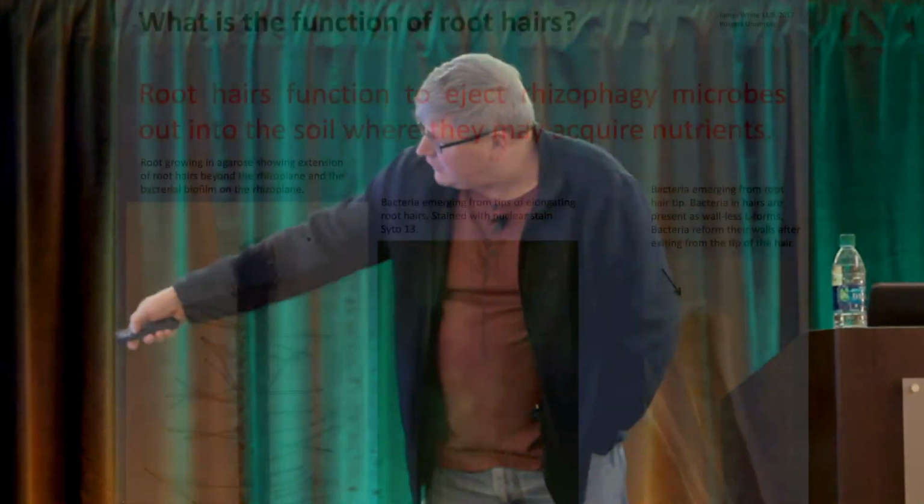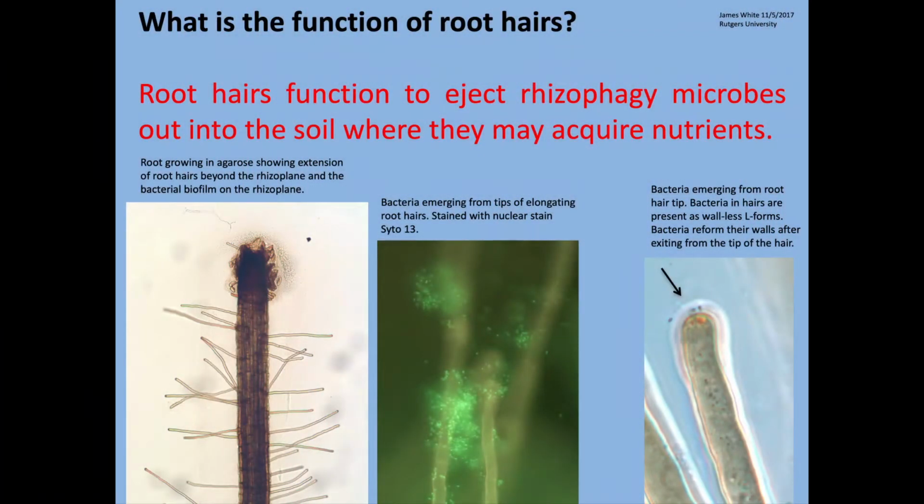Okay, so the function of those root hairs is to put those microbes out into the soil. And this shows root hairs, and you can see this is fluorescent stain. You can see all these clusters of microbes that are coming out. There's just spewing these microbes out of these hairs. There's a lot that are actually coming out.